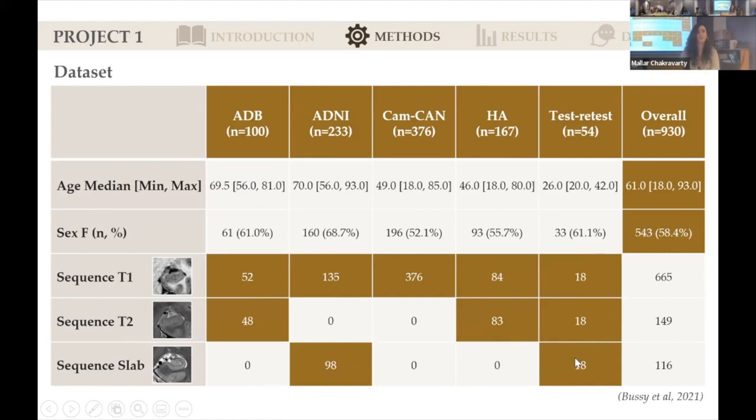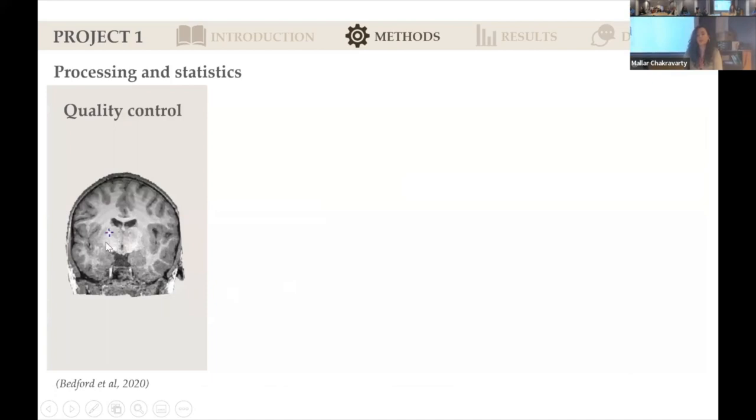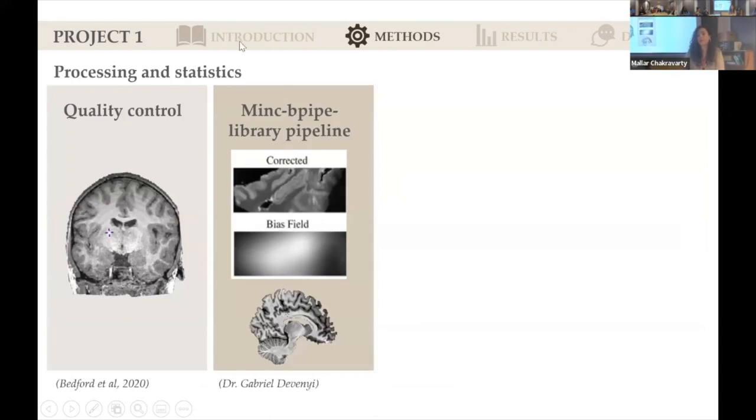So T1, T2, and slab. For the processing, we started with some quality control to remove scans with motion artifacts, such as in this image. Then we used the MiniBPipe library pipeline to pre-process our scans, to remove the bias field inhomogeneities and also to extract the brain.